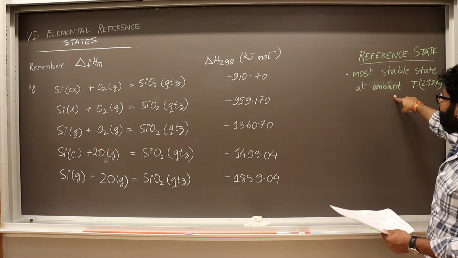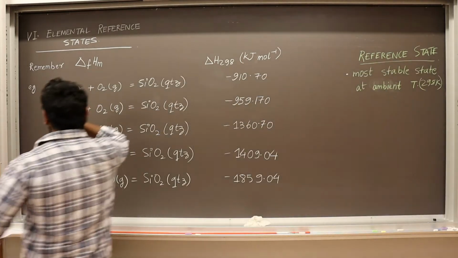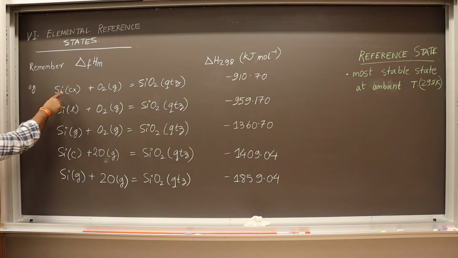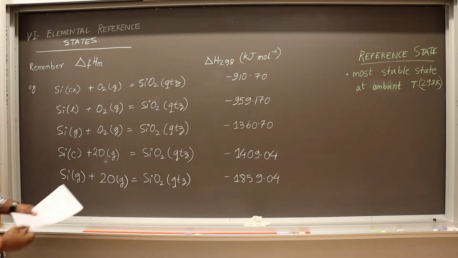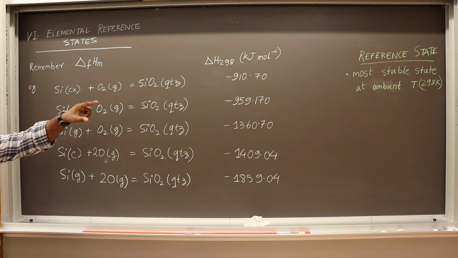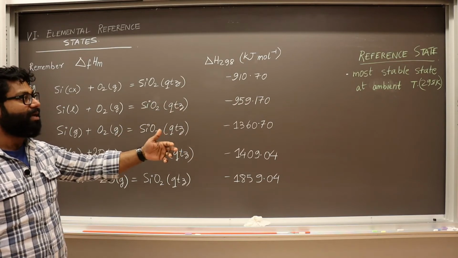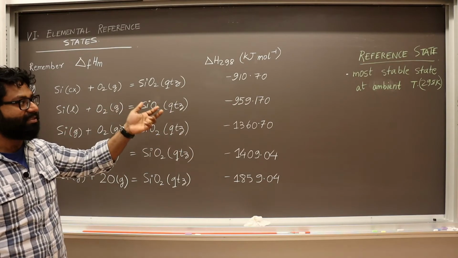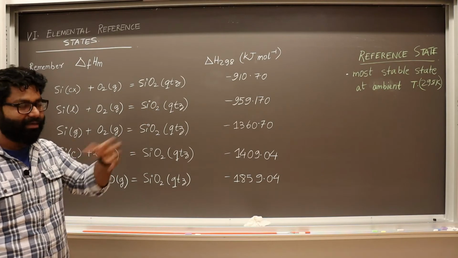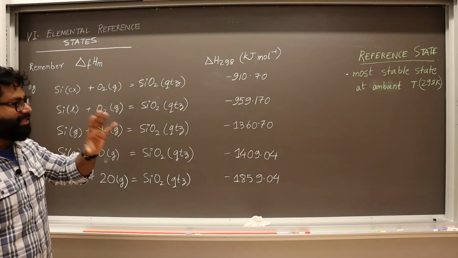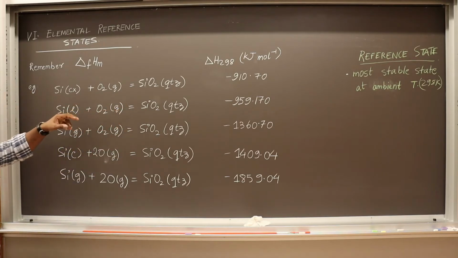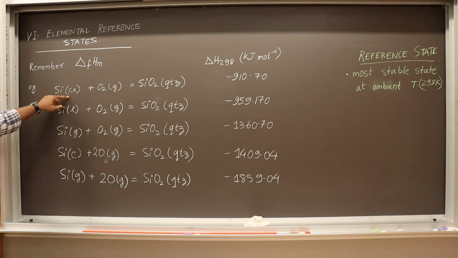So now we have to find out, of all these, silicon crystal, liquid and gas, in order to find the reference state of silicon, what is the most stable state. Generally speaking, I'll come up with some of the reference states. There are some elements in which the reference state is not the most stable state, and I'll talk about them. But generally, we have to find the most stable state. So what do you think is the most stable state of silicon at 298 Kelvin? Is it crystal, the solid, the liquid, or the gas? It is actually the crystal, right?